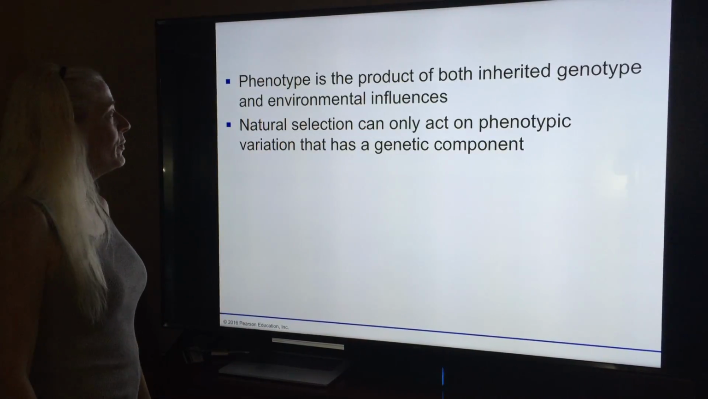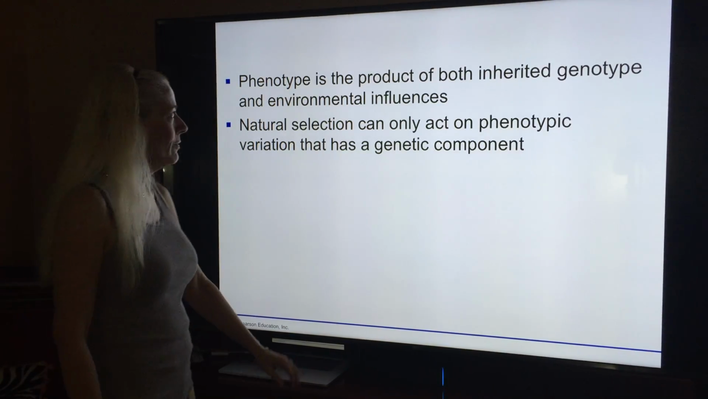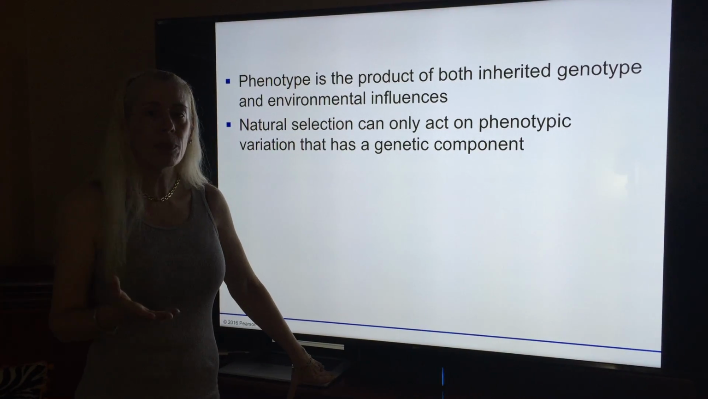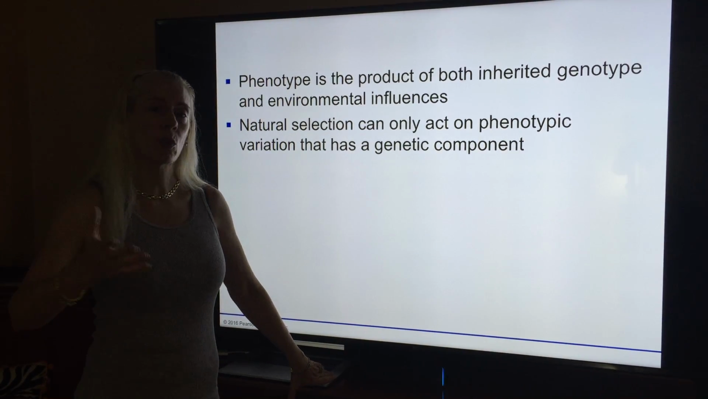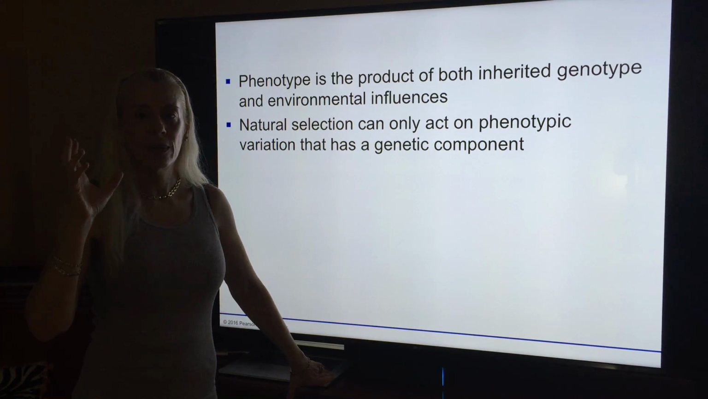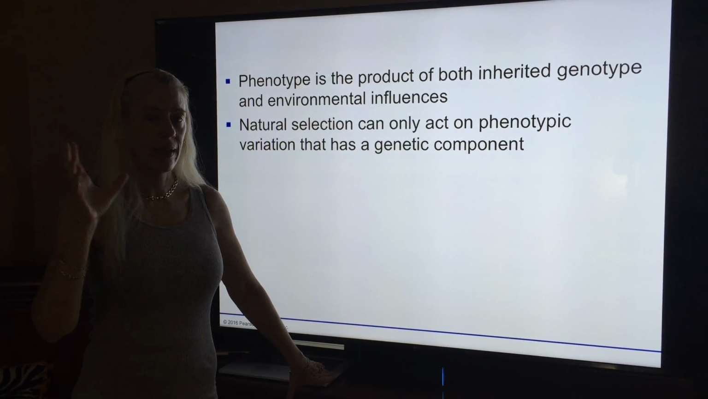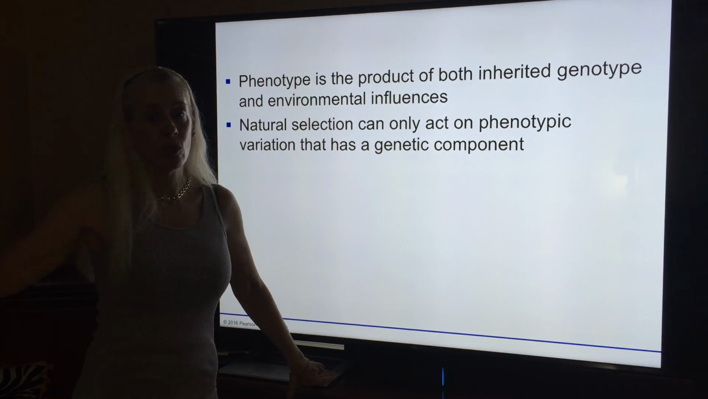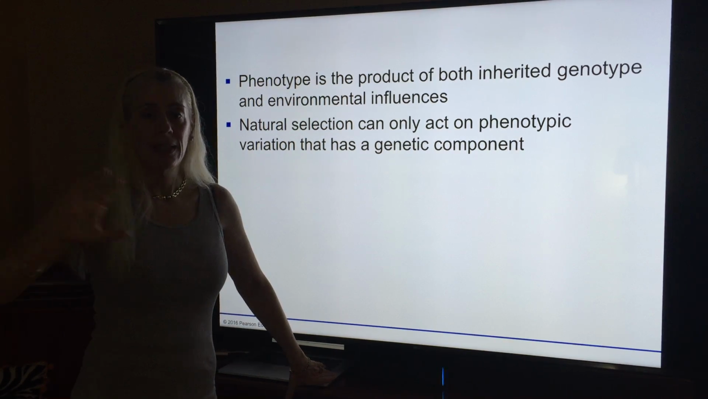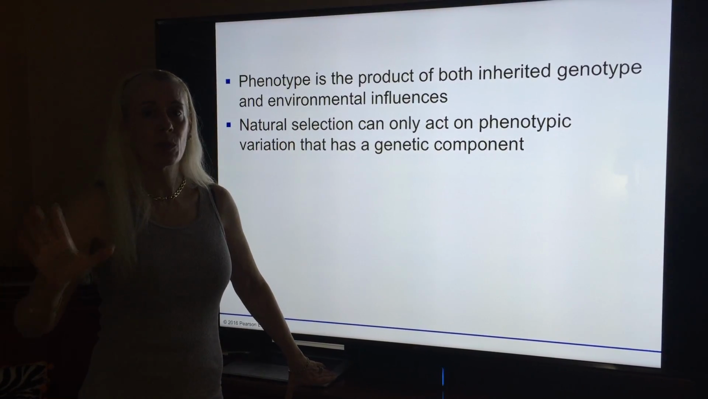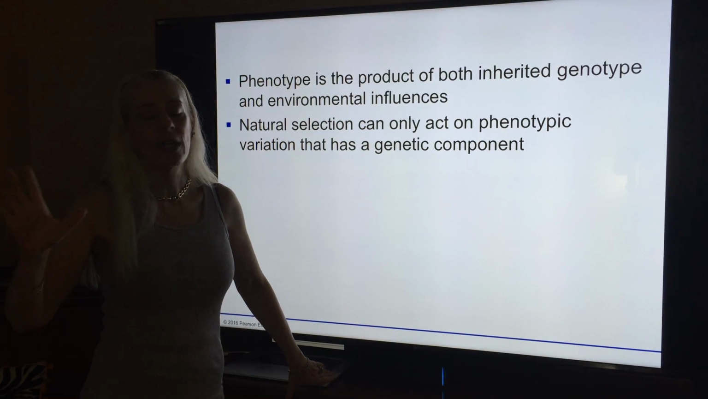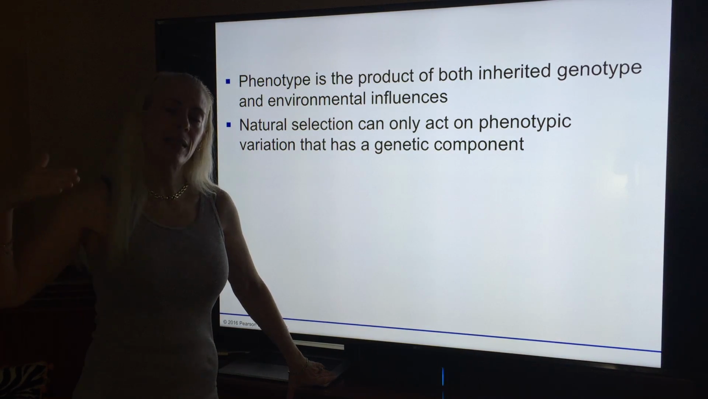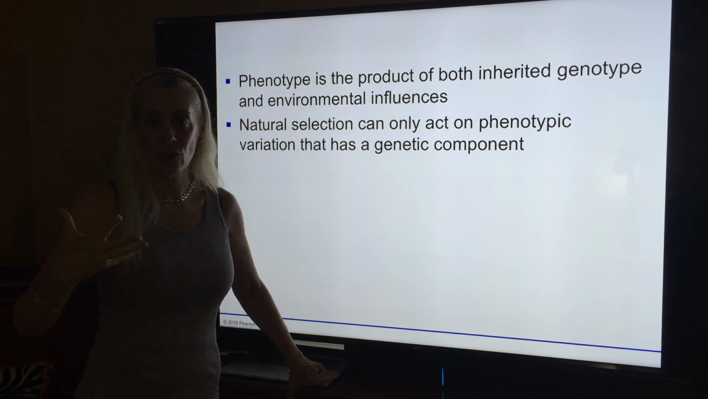A phenotype is the product of both inherited genotype and environmental influences. So say, for example, if we're talking about people and you had two twins, and one grew up in a really nice neighborhood where they had all the food, all the medicine, everything. Another one grew up in a poor environment, say on the other side of the planet, in a country where they don't have a supply of food, they don't have a supply of water, they don't have access to medicine. Those people are going to grow up into vastly different adults in the phenotypic direction.